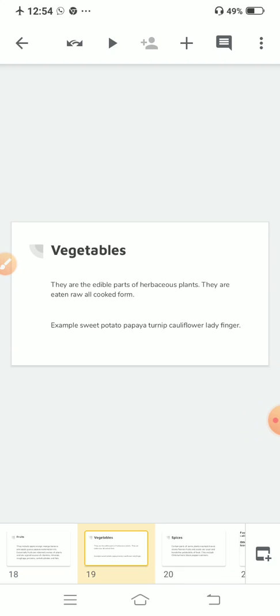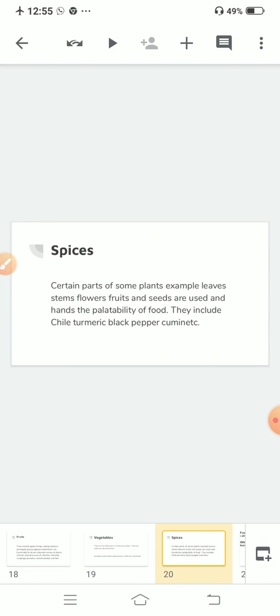So what are vegetables? They are the edible part of herbaceous plants. They are eaten in raw or cooked form. Example, your sweet potato, papaya, turnip, cauliflower, ladyfinger, potato. These all are examples of your vegetables.